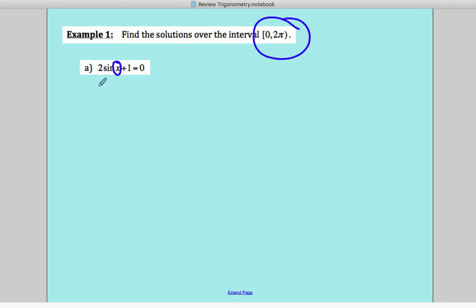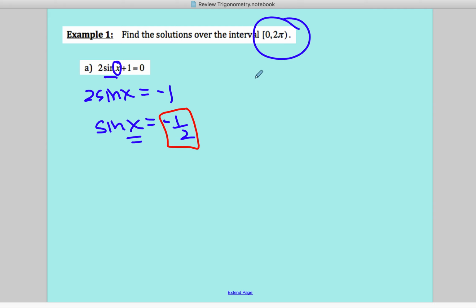In order to solve trig equations, the first thing we need to do is get the trig function all by itself. So I would subtract 1 to the other side, then divide both sides by 2. And then, if you have your unit circle handy, we're looking for what angle, or what sine value, gives me an answer of -1/2.